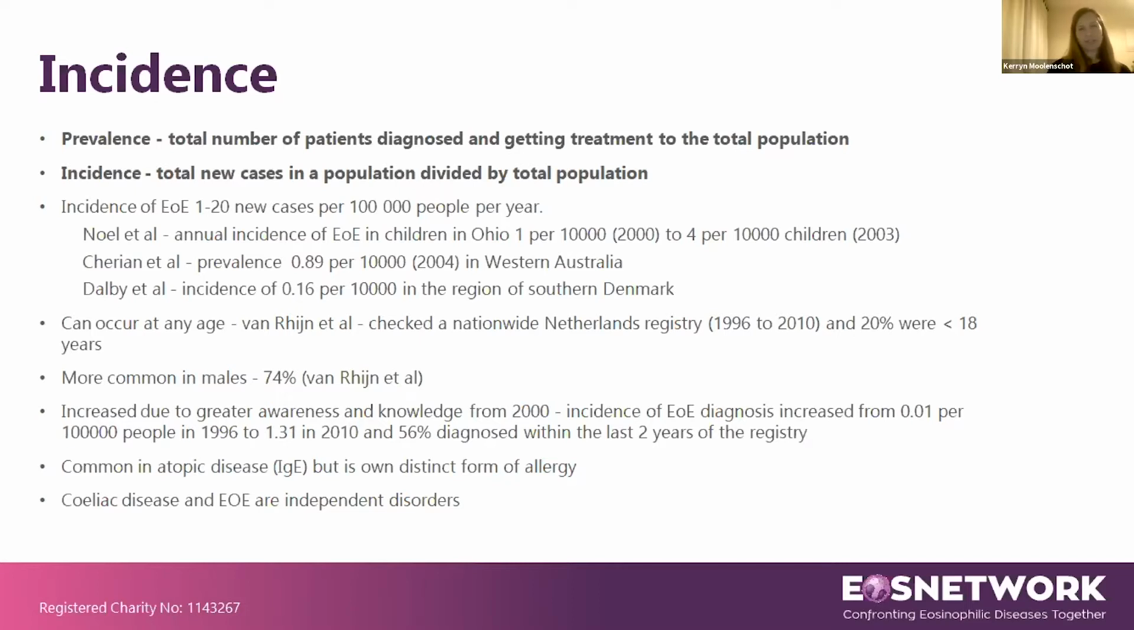And it can also occur at any age, from birth all the way through adulthood. They checked a nationwide registry in the Netherlands between 1996 and 2010, and found that 20% of patients diagnosed were less than 18, so children and teenagers. They also found on that registry that it's more common in males, at 74%.